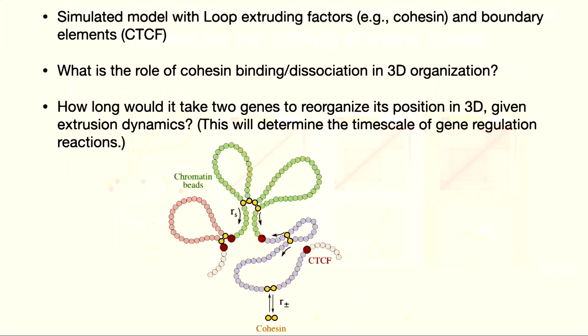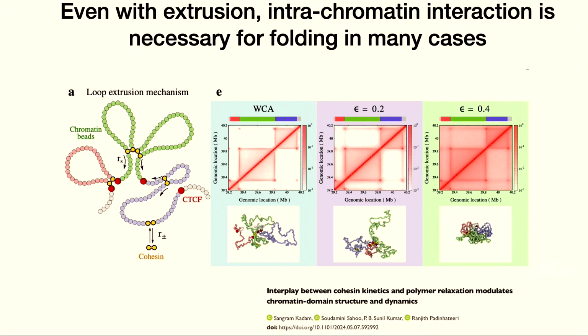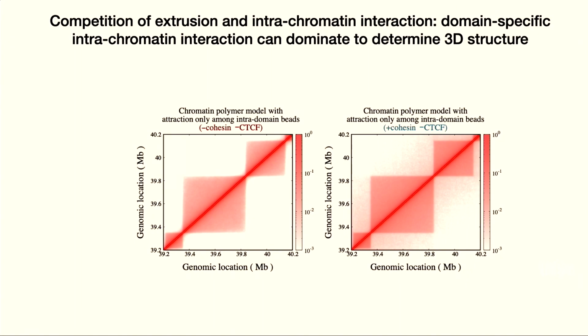One important point is that if you don't have an intrachromatin interaction, you will not get the kind of contact map that you would want. So even with extrusion, you require some amount of intrachromatin interaction. That's one of the takeaway lessons. Another takeaway lesson is that when there is extrusion and intrachromatin interaction, there can be some regions of chromatin where they compete, and it is possible that at some locations where domain-specific intrachromatin interaction is there, this can happen in Drosophila and in some parts of human, the condensate can dominate even though there is extrusion.